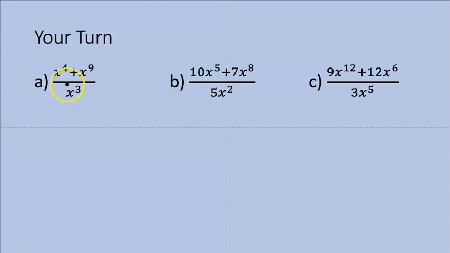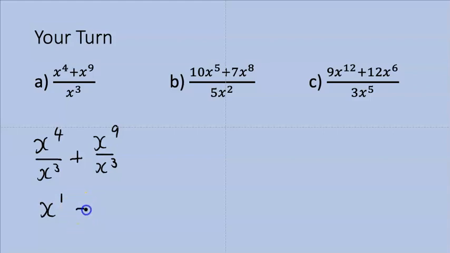Okay, now I'm going to show you how to do the first one. So exactly the same process as we did earlier. First, separate them out. x to the 4 over x to the 3 plus x to the 9 over x to the power of 3. 4 divided by 3 gives me 1. So I've got x to the power of 1 plus x to the 9 divided by x to the 3 is x to the 6. Because I've got x to the power 1, I could just write x because there's only one x there. So x plus x to the 6.